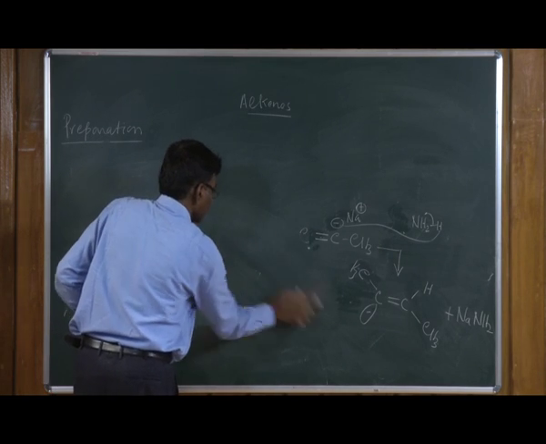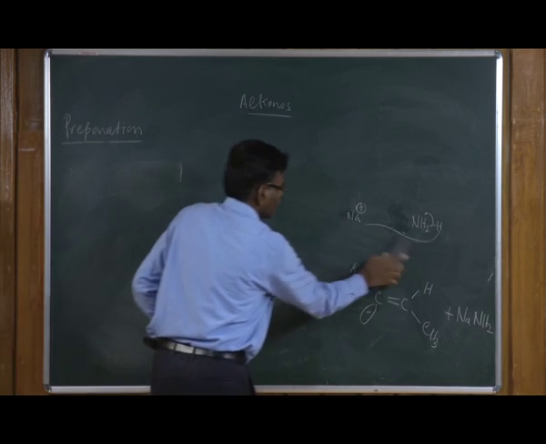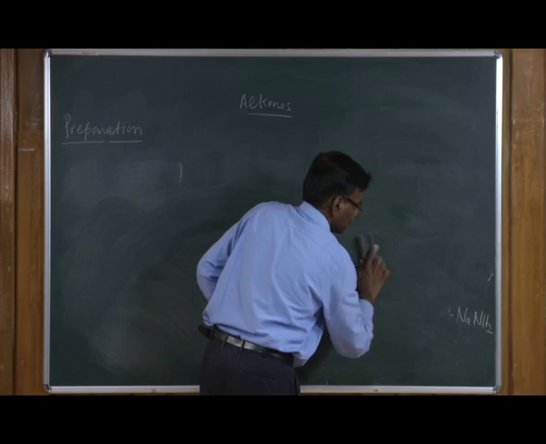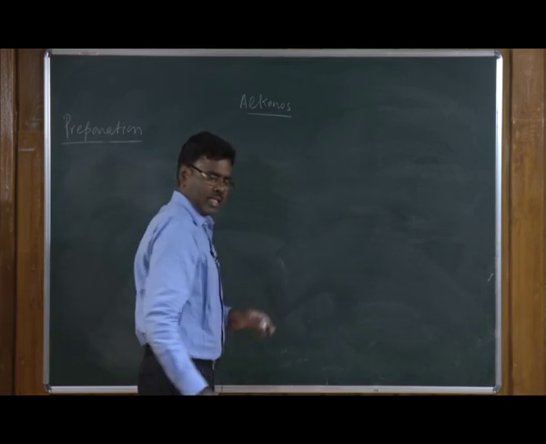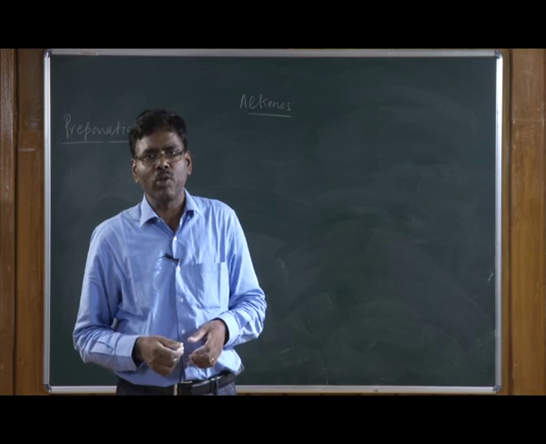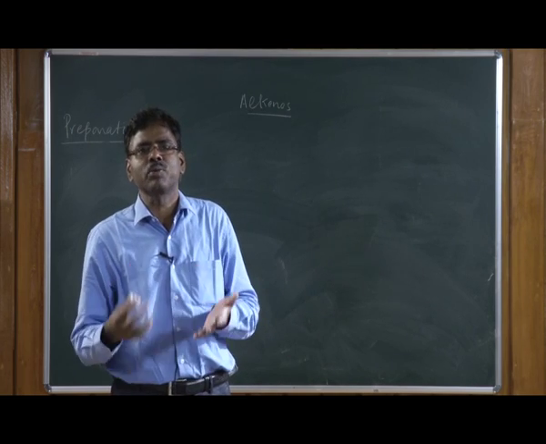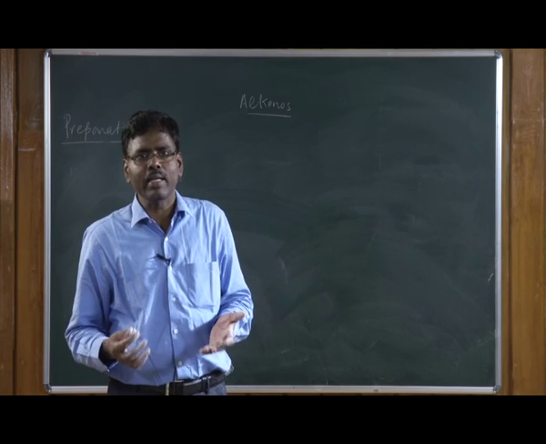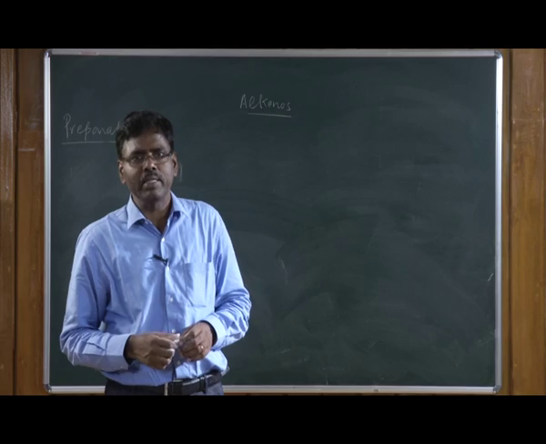So, this means you need 2 equivalents of sodium with respect to the alkyne, and in this case the alkene does not undergo further reduction using sodium in liquid ammonia. It is a very nice reaction if you want to make trans alkenes, and you can use this method. It works very well.